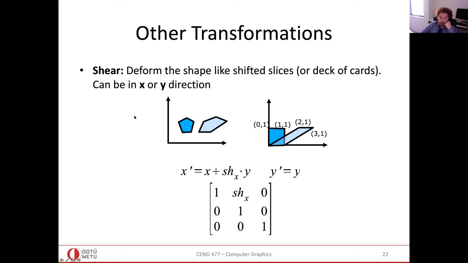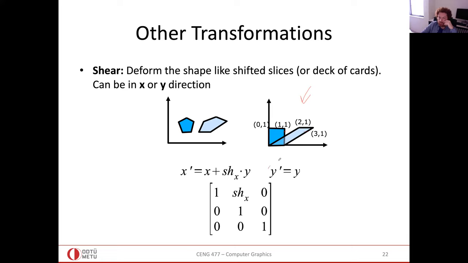Shearing or skewing is like deforming the shape like you do to a deck of cards. You shift the slices, can be in x and y direction. And again, it is defined like this. So if I am doing a shearing of this example, let's focus on this point. Notice that y coordinates are the same. So for this point, if y is 0.8, it will still be 0.8 in this configuration.